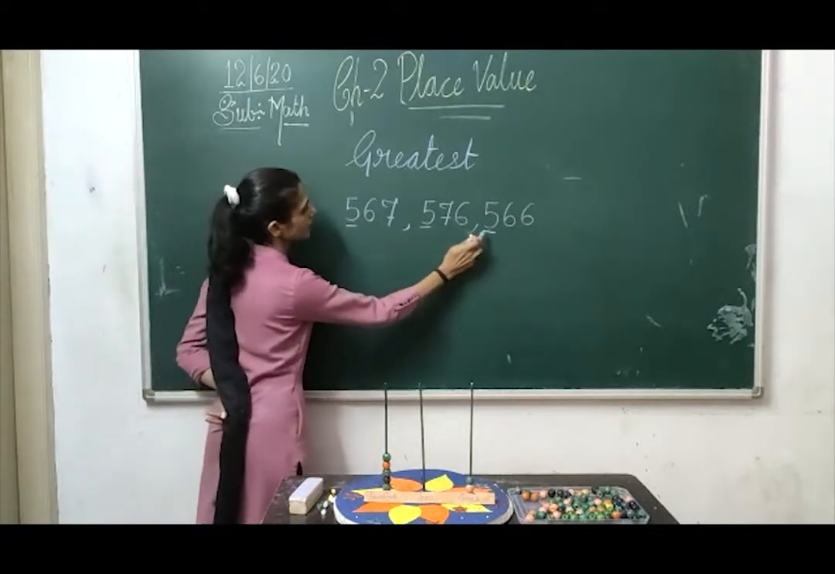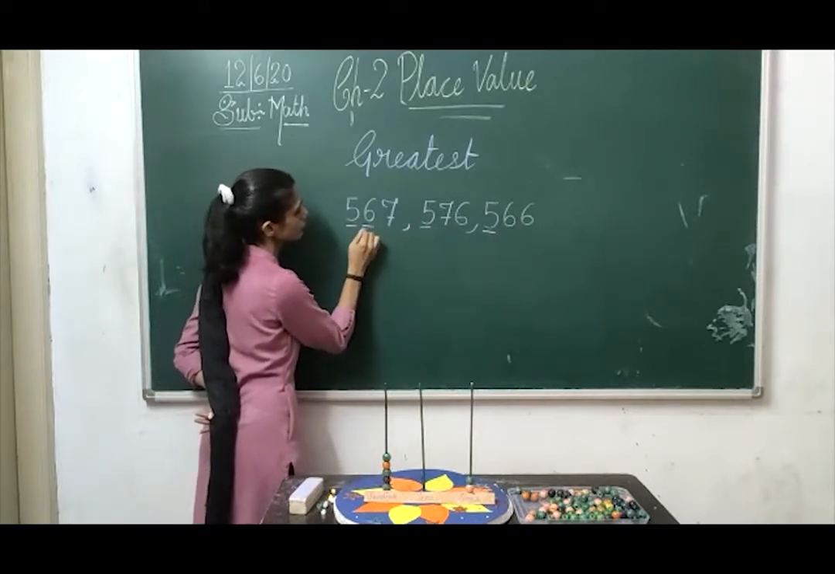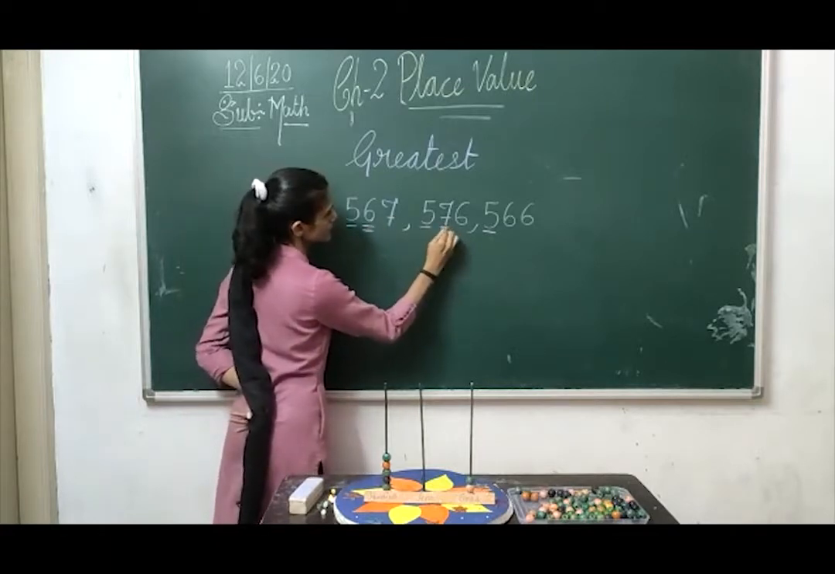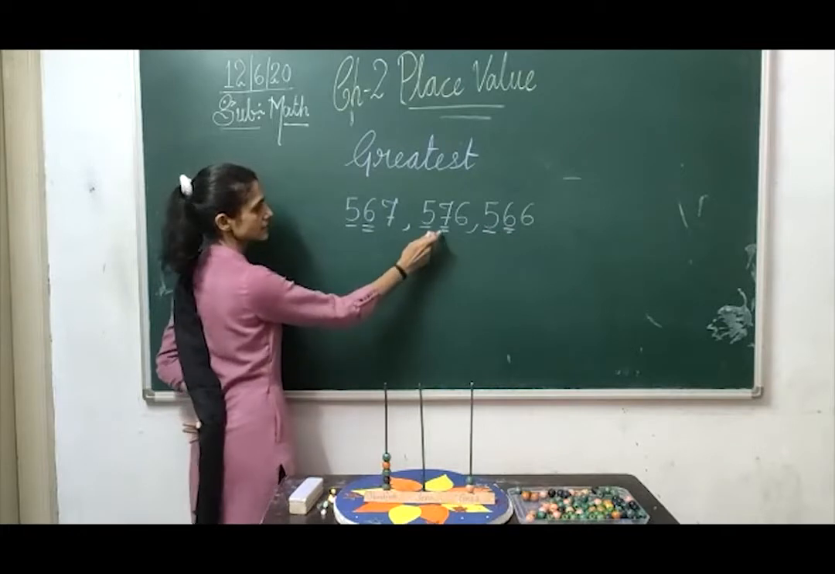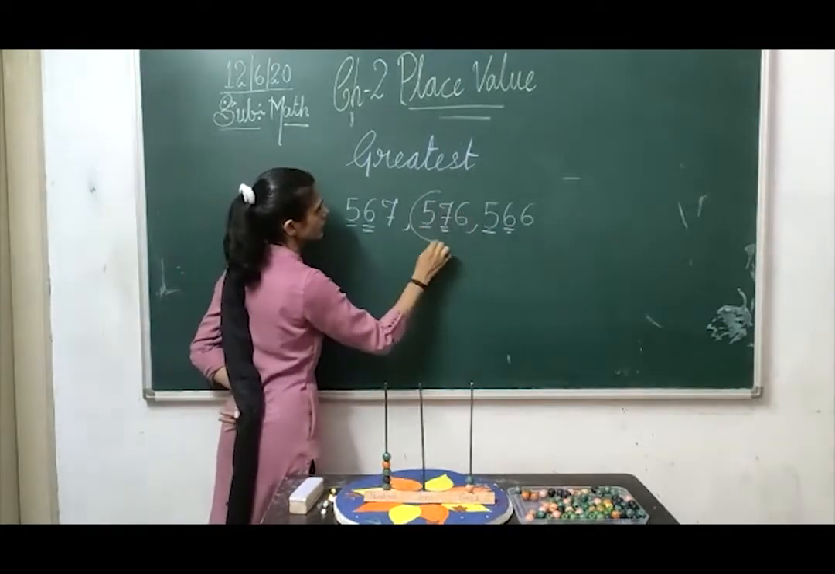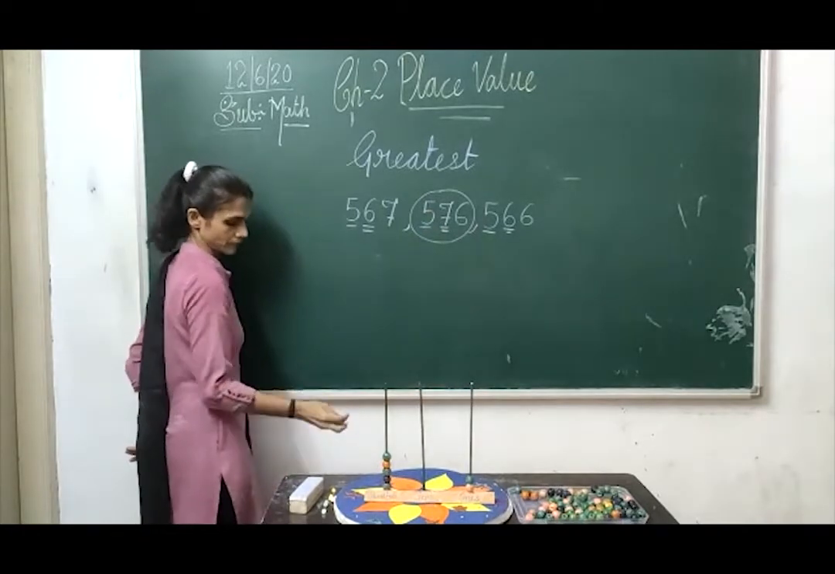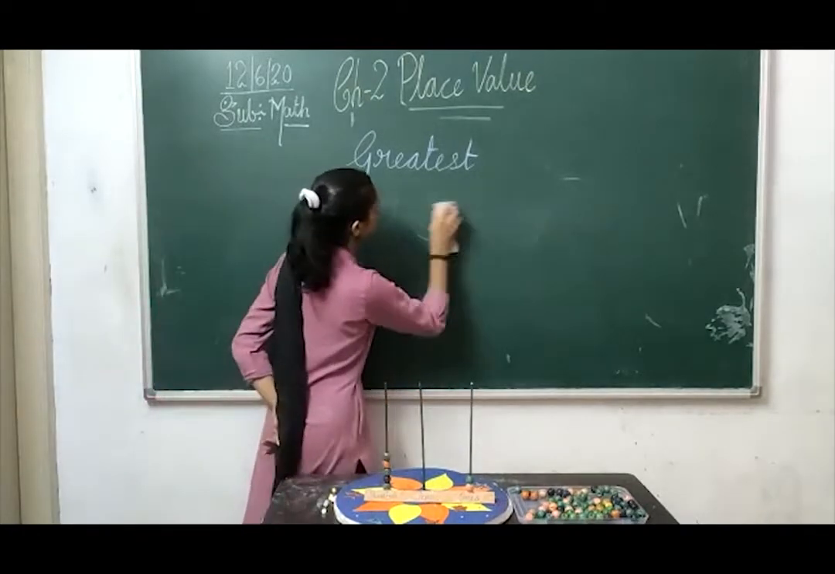Then I have done one line over here. Now here I have to do 2 lines because I have taken the second one. Here is 6, here is 7, here is 6. So which one is greatest? 7 is greater. You can circle it. So 576 is greater. Now second example.